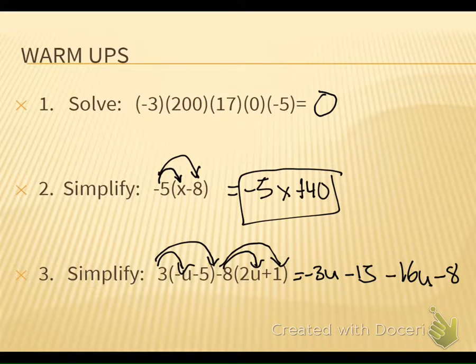Okay, we're going to combine like terms. Like terms are things that have the same variable or no variable at all. We see we have 2 terms that have u, so -3u minus 16u gives me -19u. And then -15 minus 8 is -23. So be careful there with the negatives. We have 2 negatives, so it's going to become further away from 0, a bigger negative number.